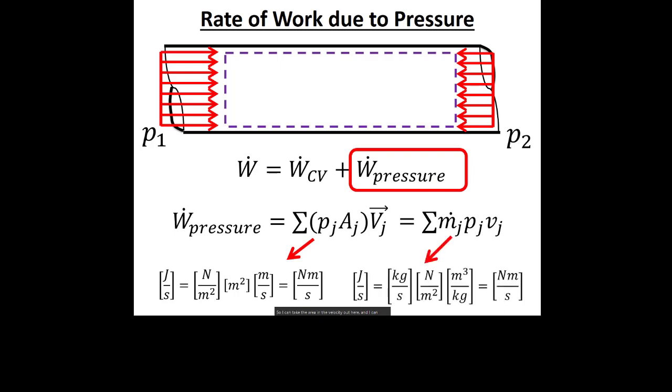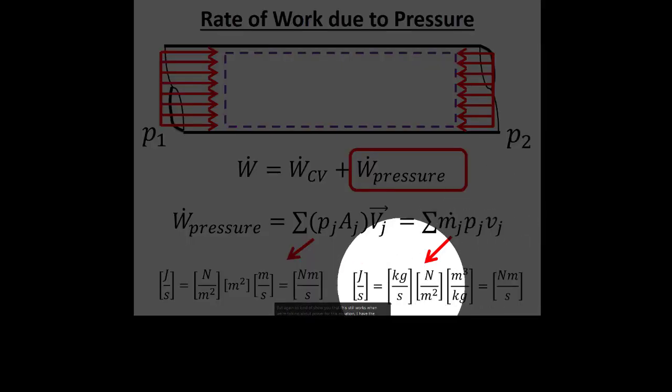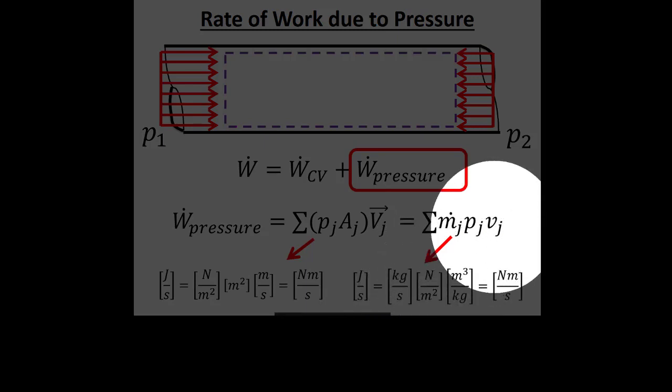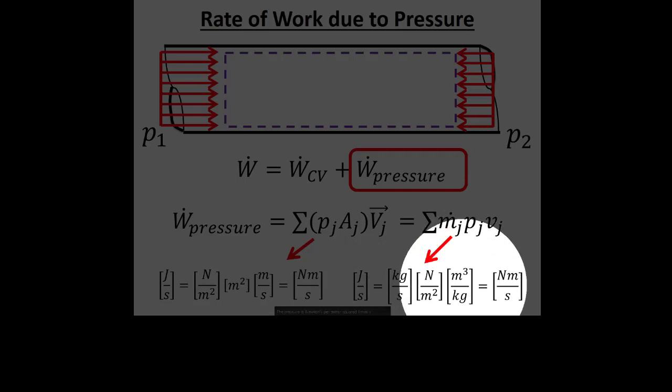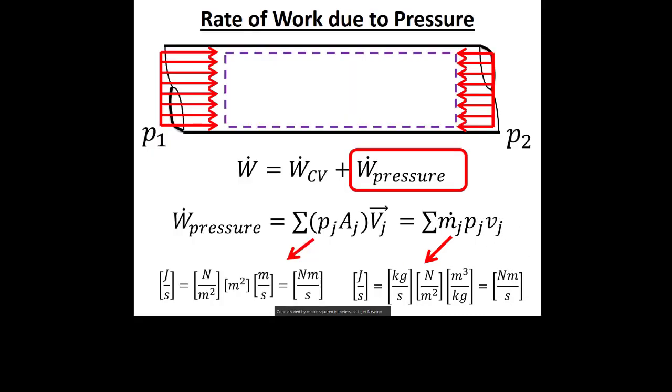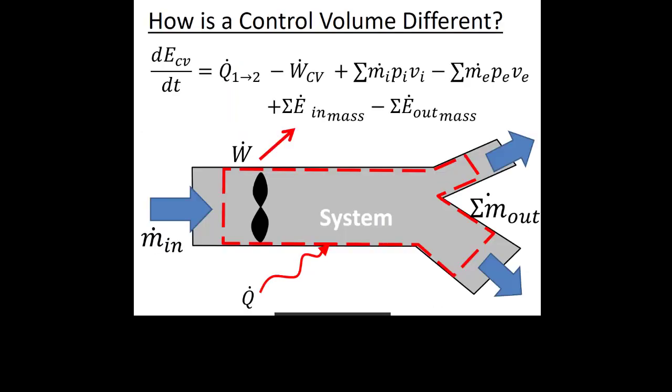But again, to show you that this still works when we're talking about power, for this equation, I have the mass flow rate in kilograms per second times the pressure in newtons per meter squared times the specific volume, which is in meters cubed per kilogram. So here, the kilograms are going to cancel out. Meters cubed divided by meters squared is meters. So I get newton meters per second, which is joules per second. So this equation still looks good. It still works.